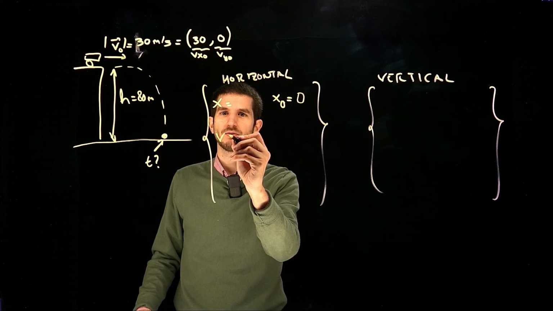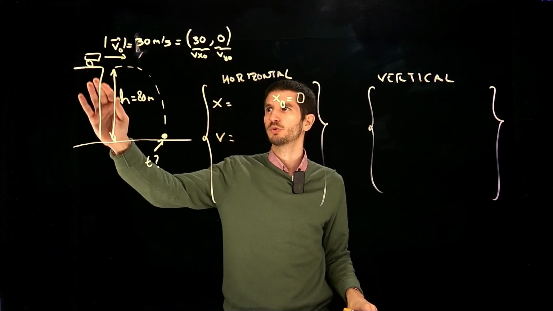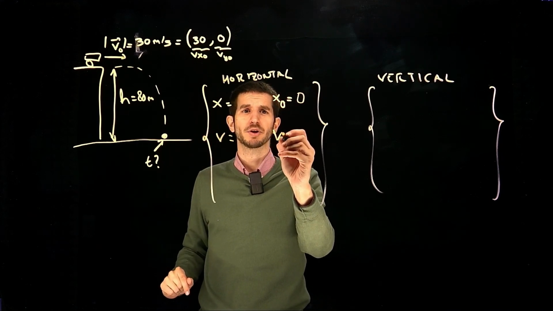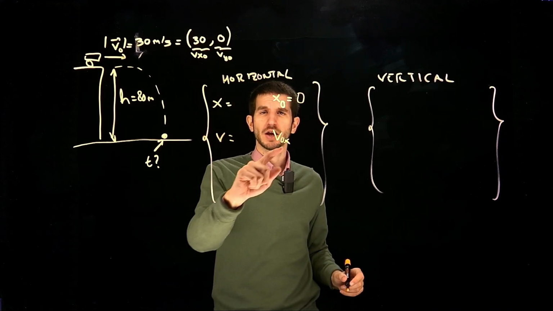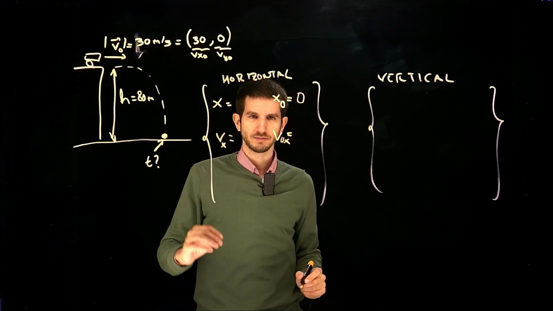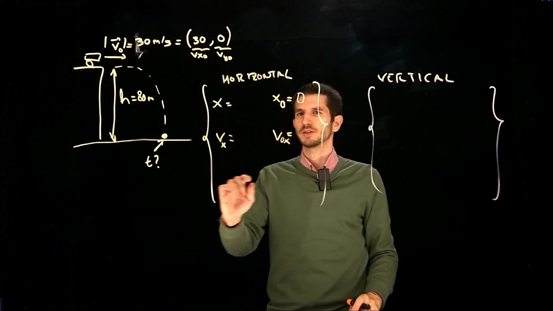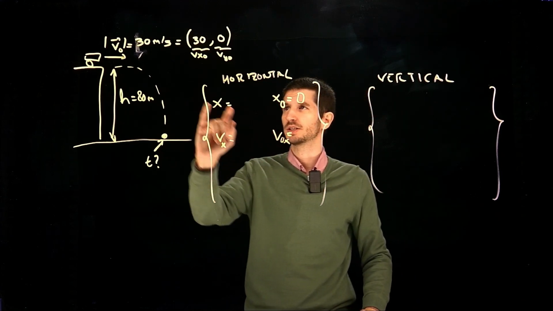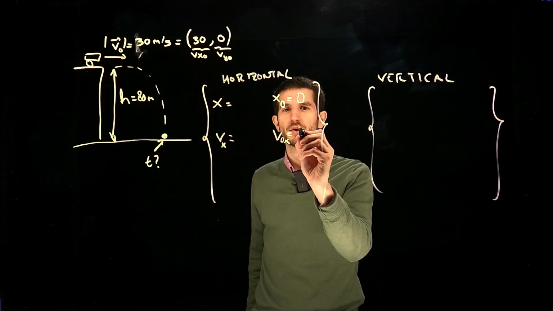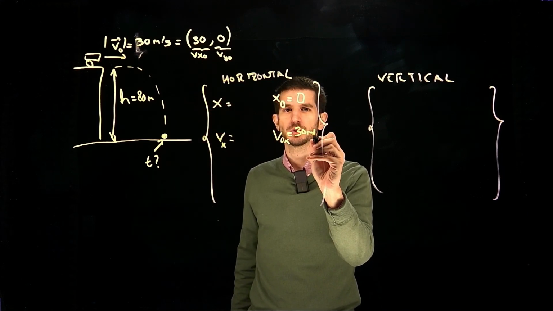Then we're going to have the final velocity. Do we know the final velocity in the horizontal component? Let's talk about that in a second. And we're going to ask what's the initial horizontal component of the velocity. So let's think about this. Do we know the horizontal component of the velocity? Well, it tells us it's 30 meters per second horizontal. So as we identified already, this is going to be 30 meters per second.